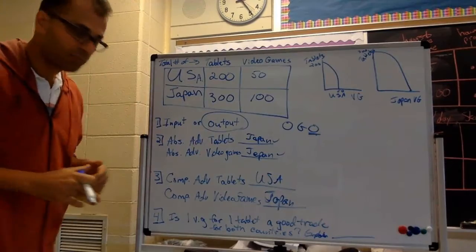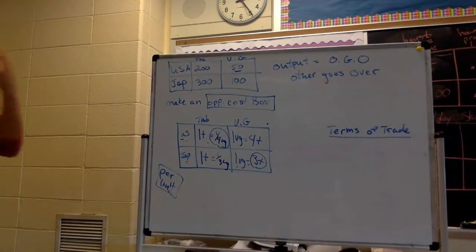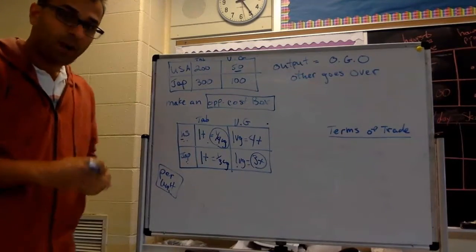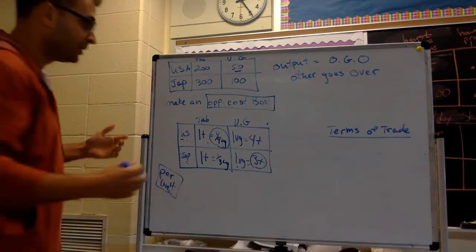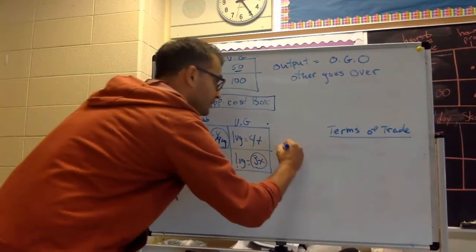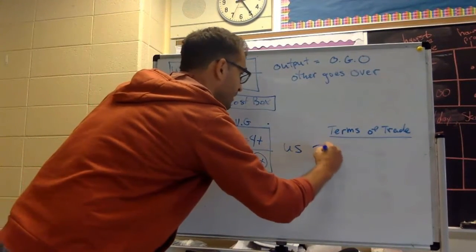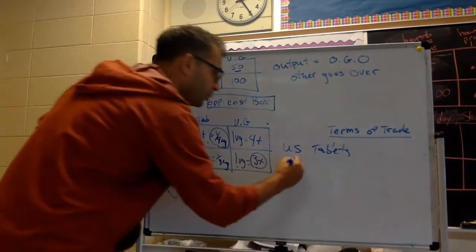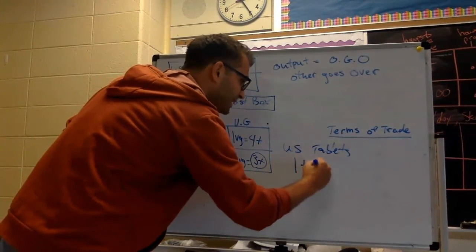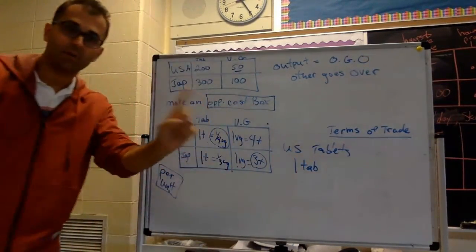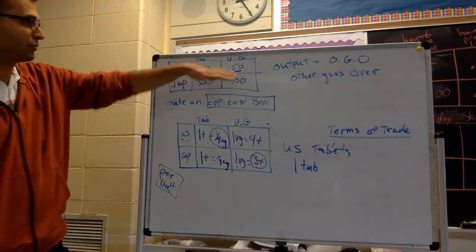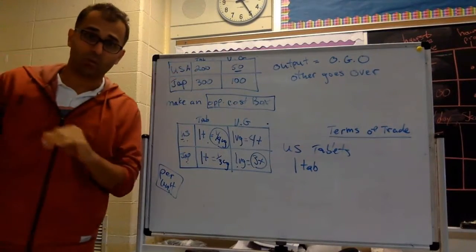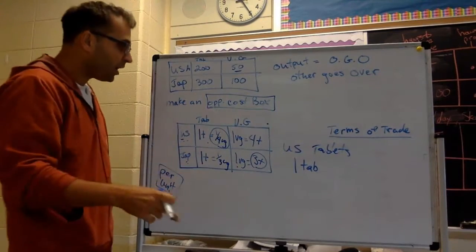Now, the way you figure out terms of trade, it's actually very simple. Forget about what the question was. I want to figure out who's making what. So the US is making tablets. We know that. So the US will say, all right, they'll trade 1 tablet. I always say break it down into 1. Always break it down to 1. Don't worry about 300, 550. Don't worry about the big numbers. Break it down to 1. If you break it down to 1, you've already done it.